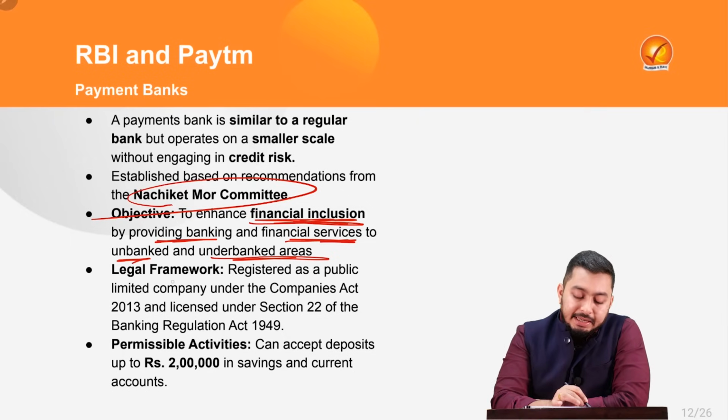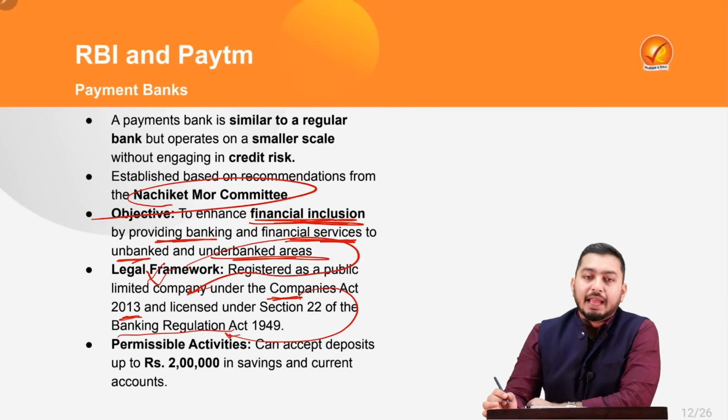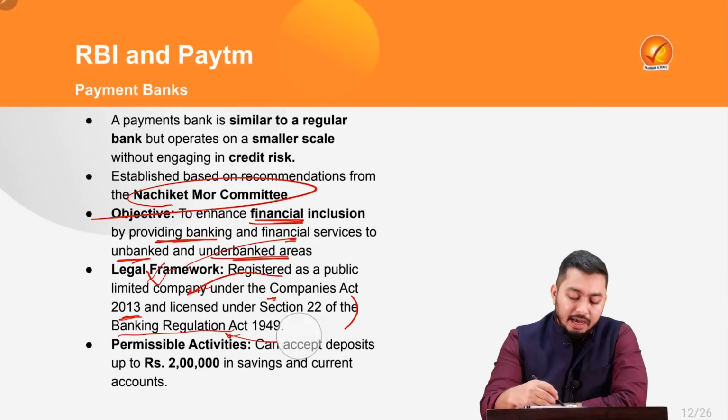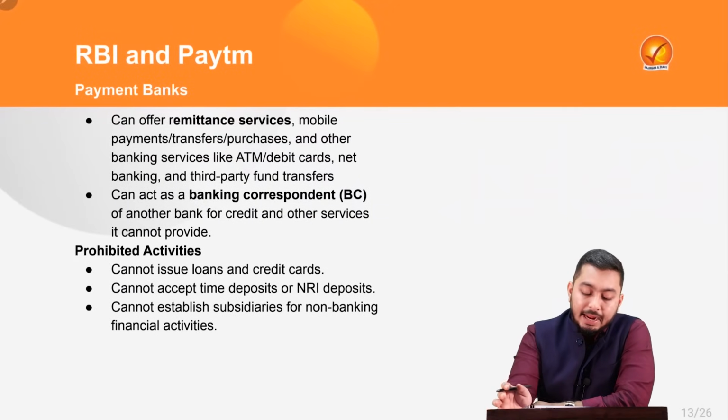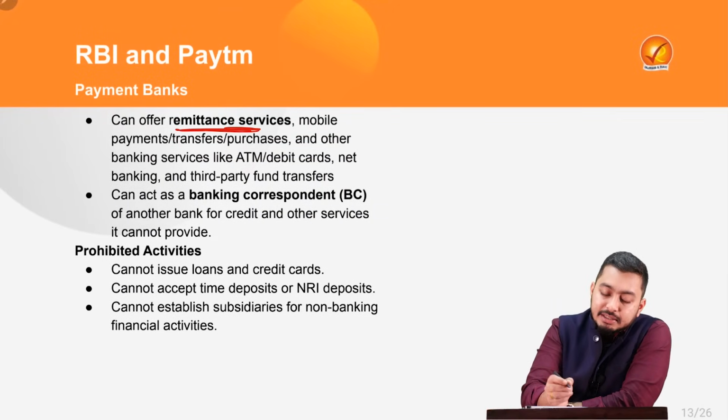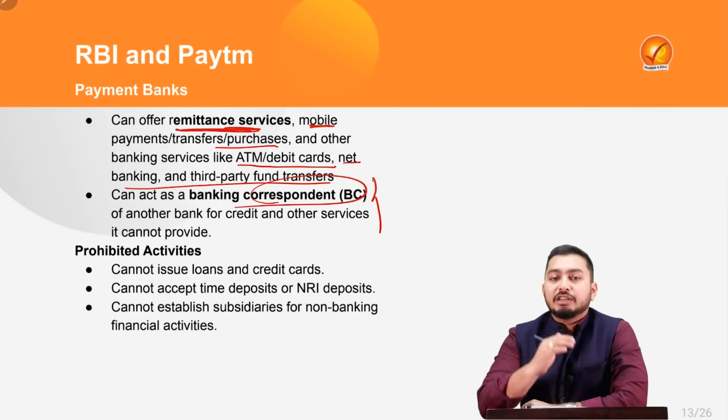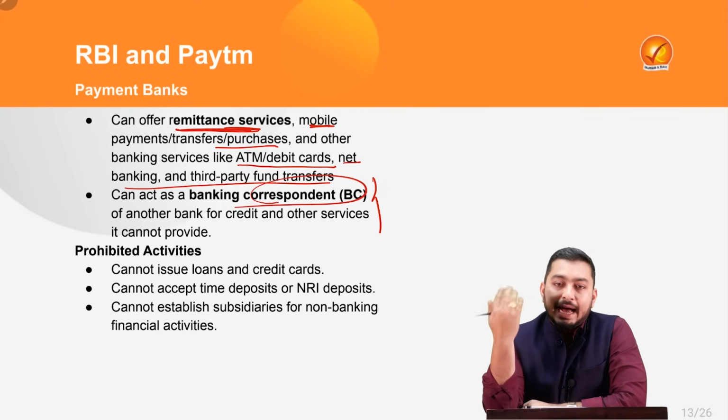Then these are formed as public limited companies under the Companies Act of 2013 and have got their banking license under the Banking Regulation Act of 1949, and the sectoral regulator again is RBI. Now, the permissible activities are that they can accept deposits up to 2 lakh in savings and current accounts, and they can also offer remittance services, mobile payments, transfer purchases, and banking services like ATM, debit cards, net banking, third party fund transfer, and they can also act as BCs or banking correspondents for other banks. For example, let's say Axis Bank, etc.